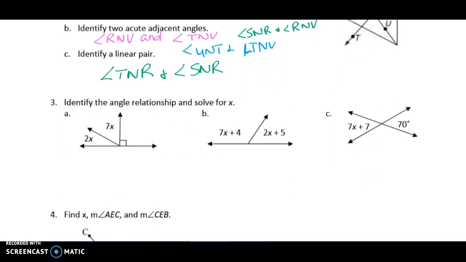So look. Alright, so we are identifying the angle relationships and using them to solve for x. So again, we can have an adjacent angle situation, a linear pair, or vertical angles where we see the x.